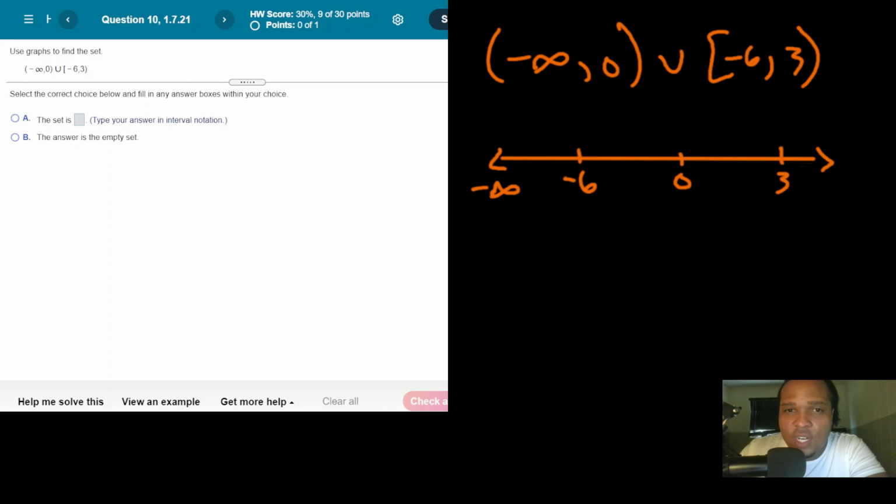Let's go ahead and start shading. So from negative infinity to 0, I like to start at the number first, and we're going to shade all the way to negative infinity. So it's going to keep on going. What about negative 6 to 3? So this is negative 6 all the way to 3, going in that direction. Close parentheses. This is a union, so your answer is wherever you have a shade, period.